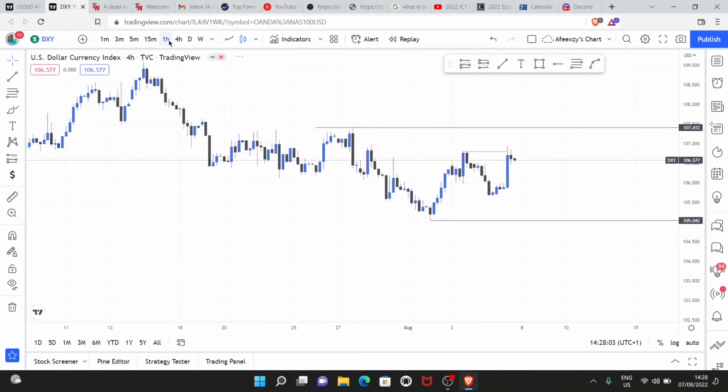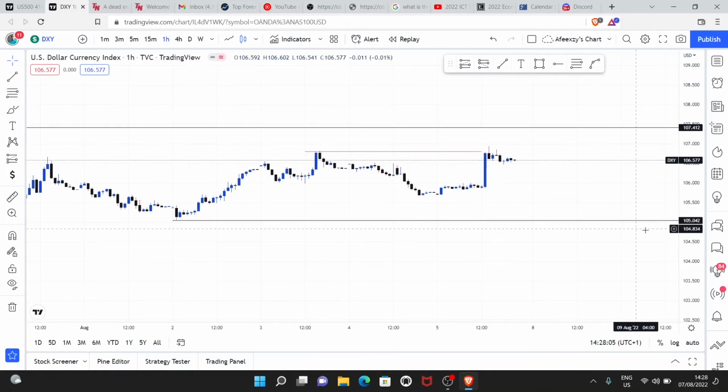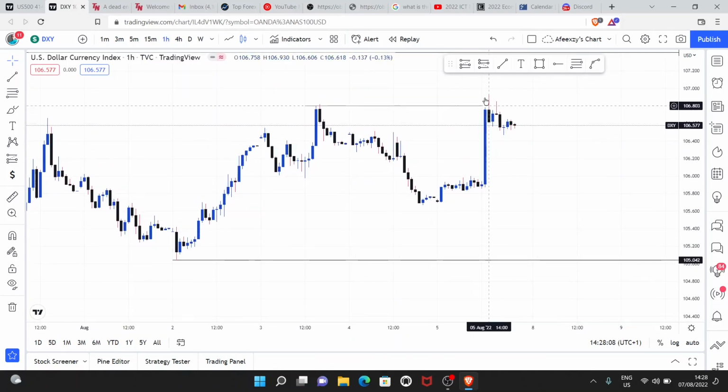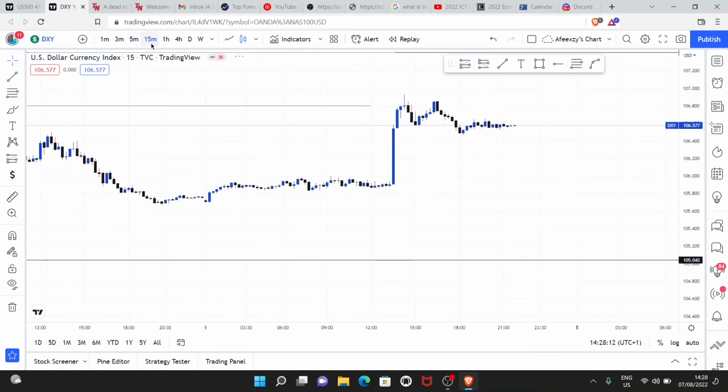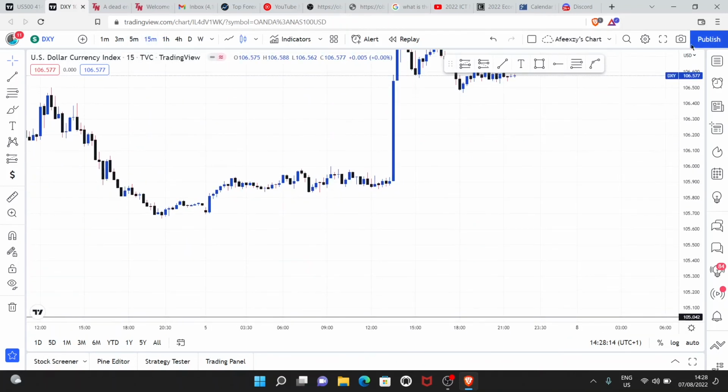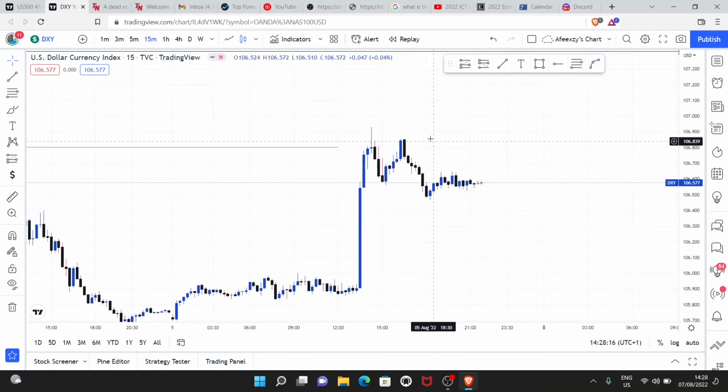Let's watch what DXY does here. On our 4-hour time frame, we're already seeing some kind of rejection. Let me check the 15 minutes to see what's really happening. On our 15 minutes time frame, there's nothing really happening here. For us to see this as a structure change, we should have cleared this high and broken here before we see this as a real structure change.